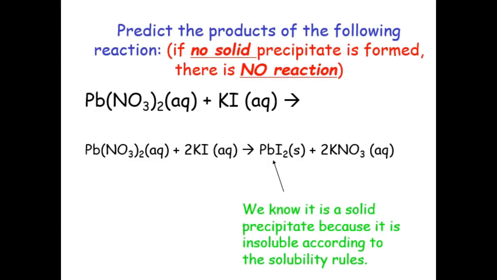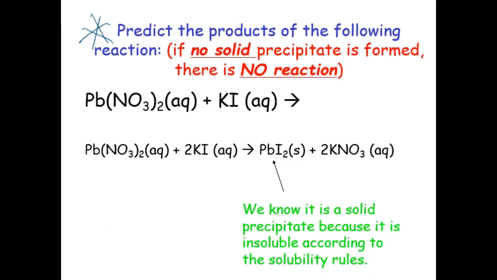Why is this important? To predict the products of the following reaction, here's what you've got to know. If no solid precipitate is formed, there is no reaction. Basically, we take two liquids and put them together. If a solid forms, there was a reaction. If no solid forms, there is no reaction. If we get a cloudy substance, it's possible it could settle out into a solid. If it does, it's a reaction.